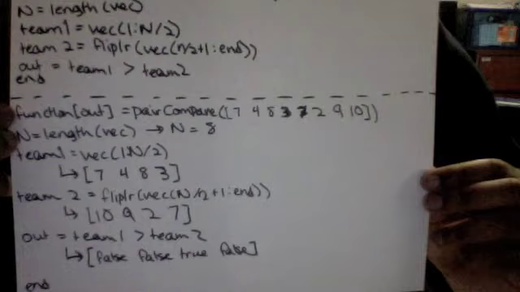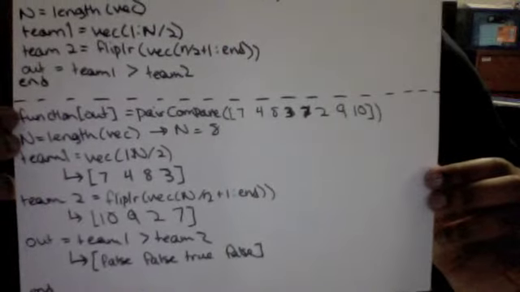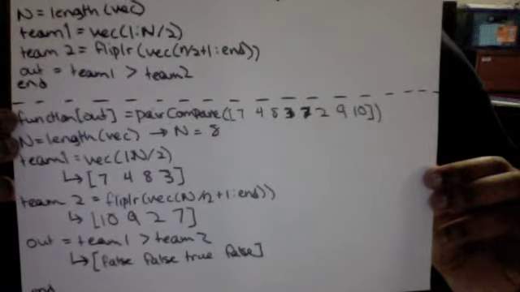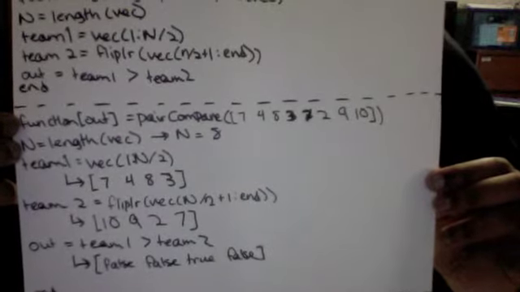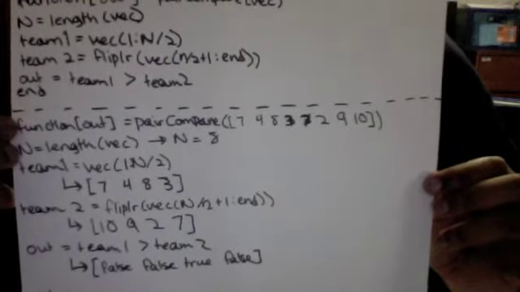Team 1 is going to be vec of 1 to n over 2, which is going to be 1 to the halfway point of the vector. So that's going to be team 1, so 7, 4, 8, 3 from the given one. Team 2 equals flipLR of vec of n over 2 plus 1 to n.